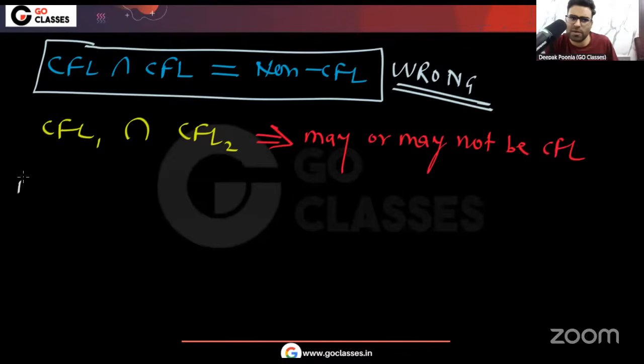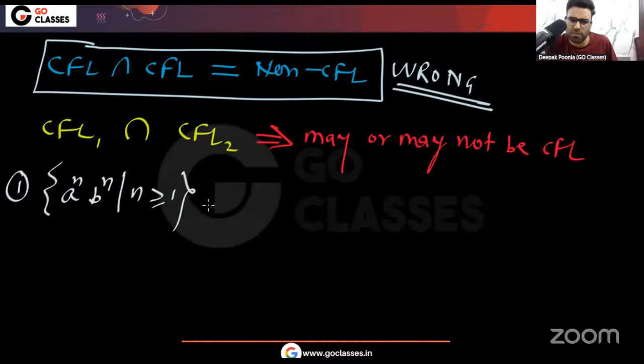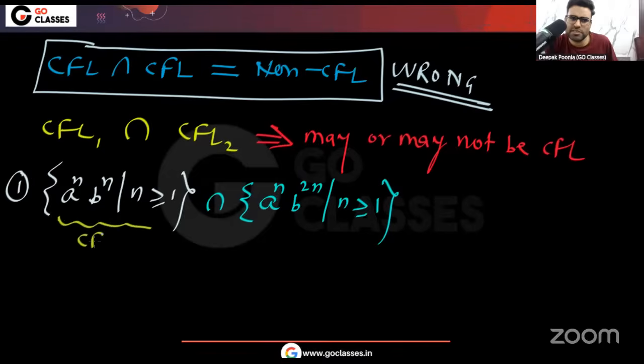Let me give you an example. Consider the first example. I am giving you two CFLs. Consider this CFL: a^n b^n, where n is greater than or equal to 1. This is a context free language that you already know. Let's consider another context free language: a^n b^2n, where n is greater than or equal to 1. Both these languages are CFLs that we already know. This language is also CFL.